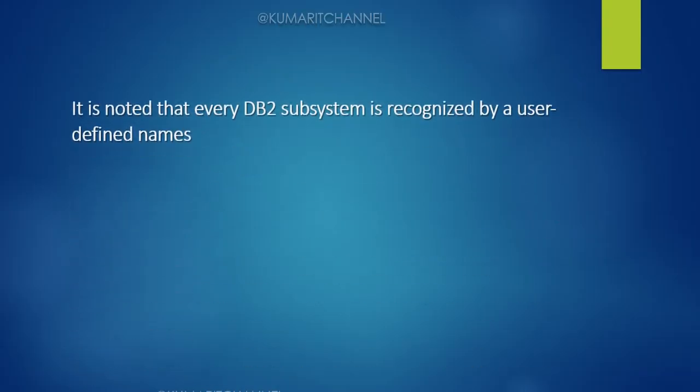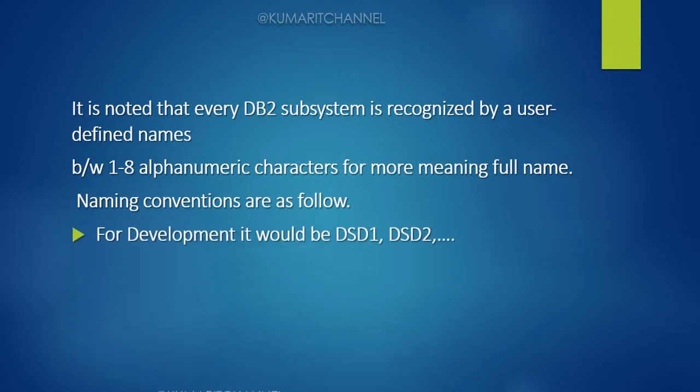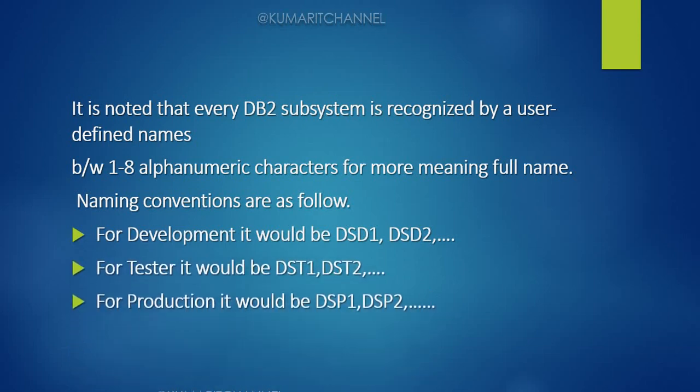It is also noted that every DB2 system is recognized by a user defined name. Obviously, when we have the DB2 subsystem, it should have some user defined name. What is the range? It has 1 to 8 alphanumeric characters to give a better name. For naming conventions, for development they may use DSD1 or DSD2, for testing they may use DST1, and for production it can be like DSP1. These could be the DB2 subsystem names that they can follow. As I told, it can range from 1 to 8, and it depends on the organization.